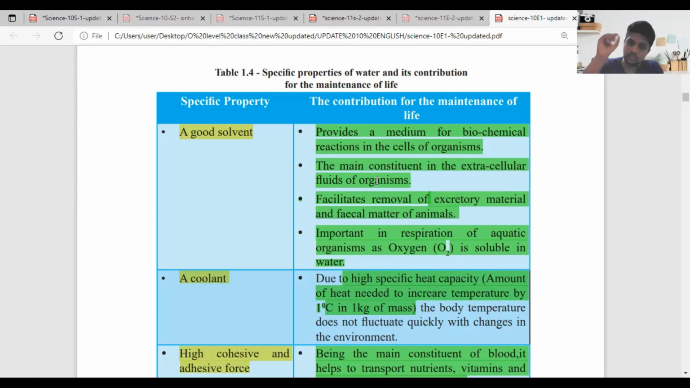For the first point only, I will give you some time to note down. As I gave you a good solvent, now there are 4 points: 1, 2, 3, 4. Quickly write them down. Then after, I will explain. But for the next ones, I will give you them as homework. For this one, quickly write down the points, then I will explain almost all the points for you. Once you complete it, please let me know.